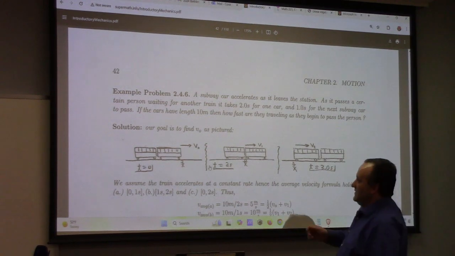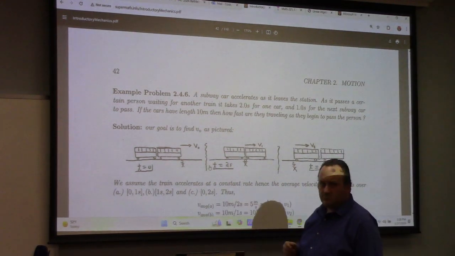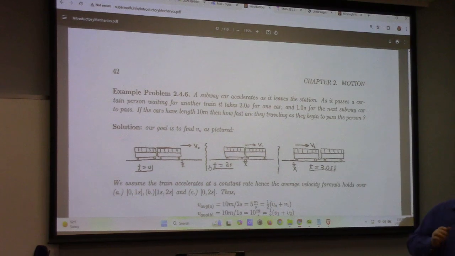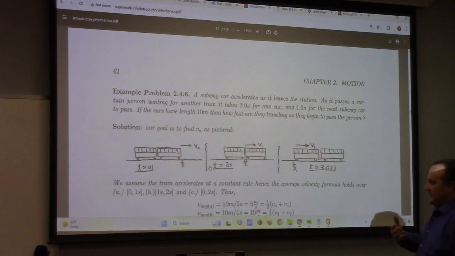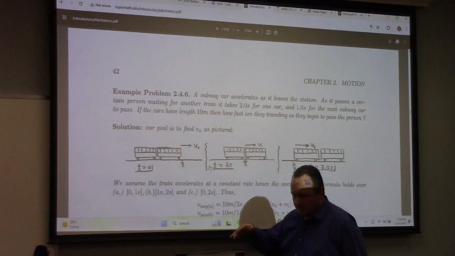So then the question is, how fast are they traveling as they begin to pass the person? In other words, what is the initial velocity? If you try to attack this problem with a lot of the equations we looked at last time, it'll confound you. You have to use the average velocity formulas to solve this problem, as far as I know. So the way we look at it is the average velocity.